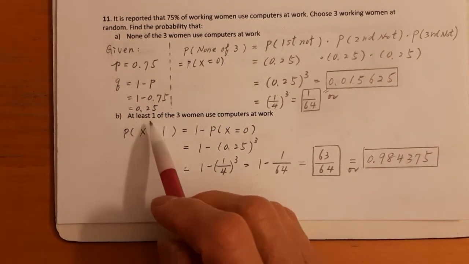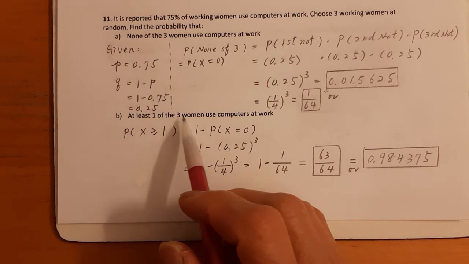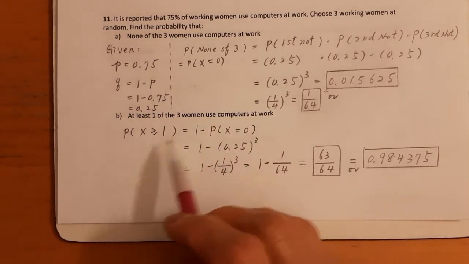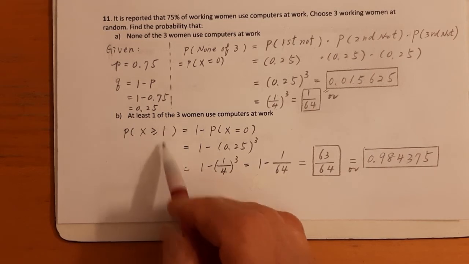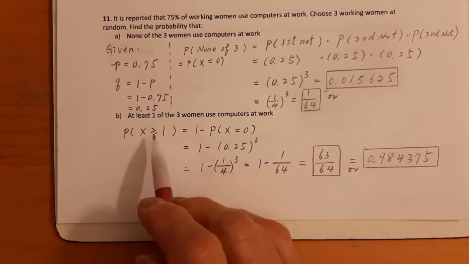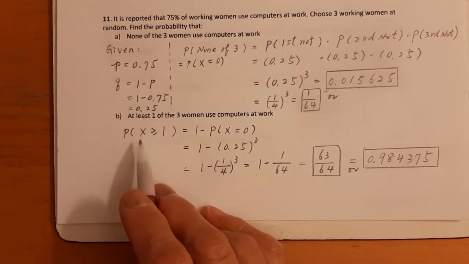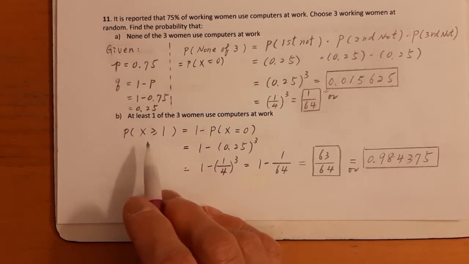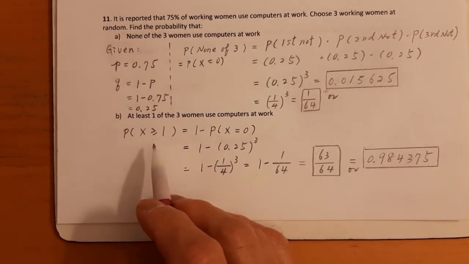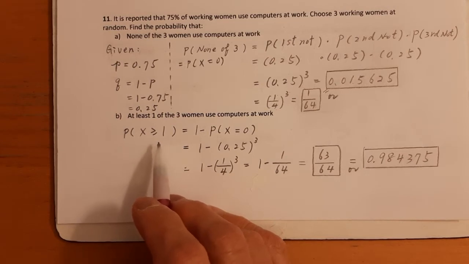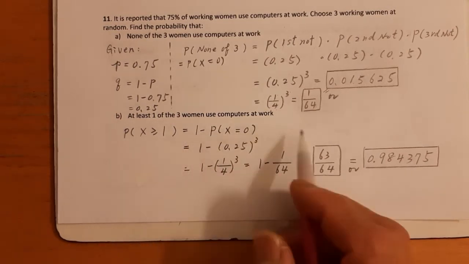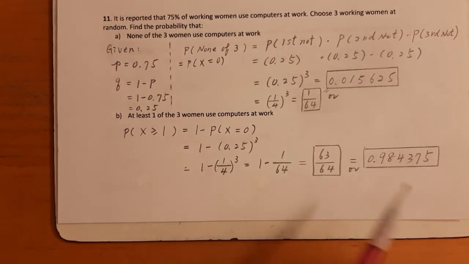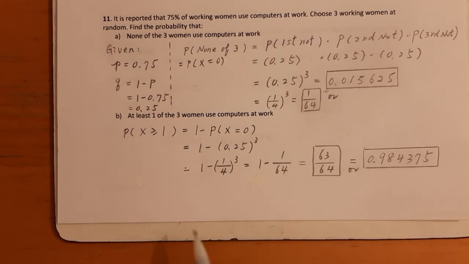Then at least one of the 3 women use a computer. So you are looking for the probability of x greater than or equal to 1. That means you need to figure out the probability of 1 woman using a computer, add the probability of 2 women using a computer, add the probability of 3 women using a computer. If you want to figure out all 3 probabilities, it takes a long time. So there is a quick way to do it.